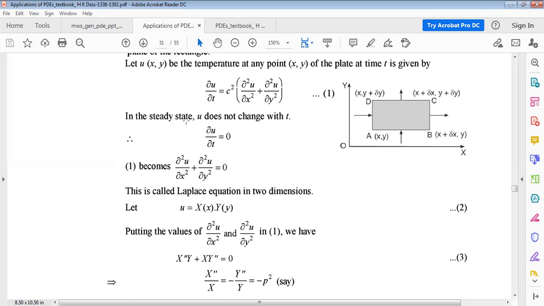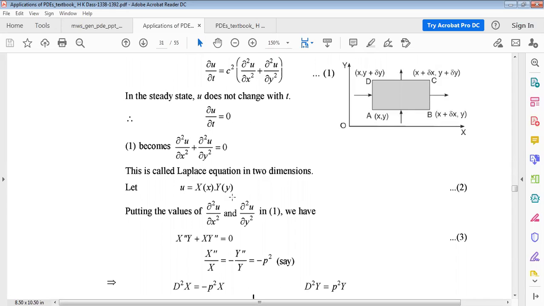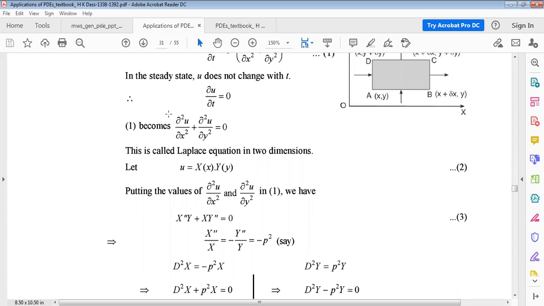So at steady state of u, the two-dimensional heat equation becomes what? The Laplace differential equation. Now we'll try to solve this Laplace partial differential equation by the variable separable method. Let us consider u = X(x)Y(y) to be the solution.